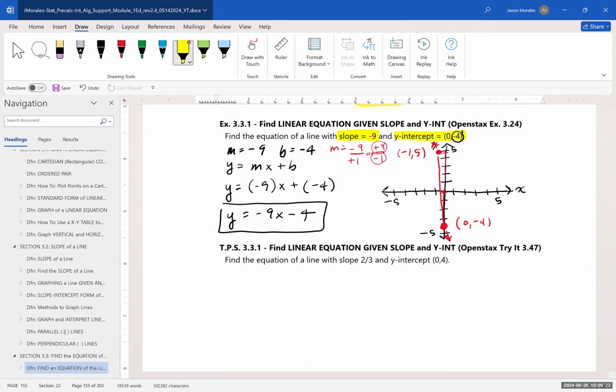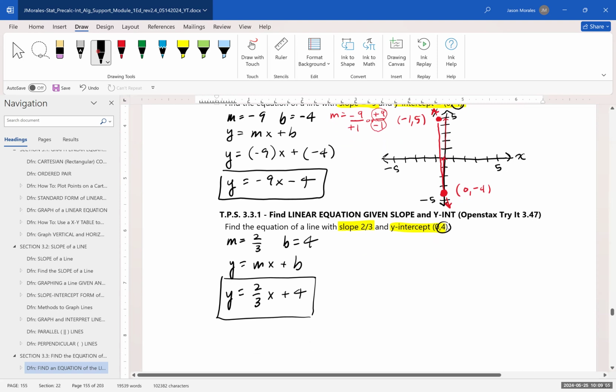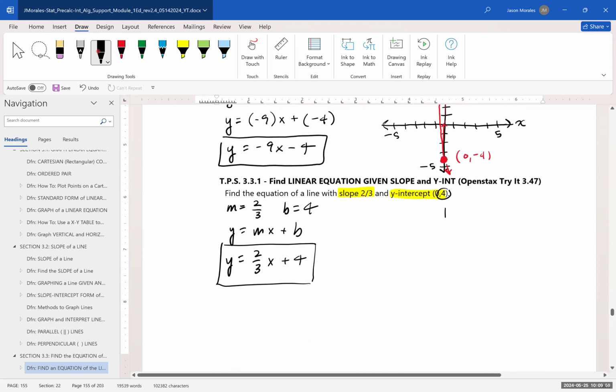Okay, we're back. So in this one, we have a slope of 2/3 and a y-intercept of +4. The y-coordinate there is +4. So we're going to fit that within the slope-intercept form. So we have y equals 2/3 x plus 4. Okay, and now let's graph this. So I will just create a coordinate plane.